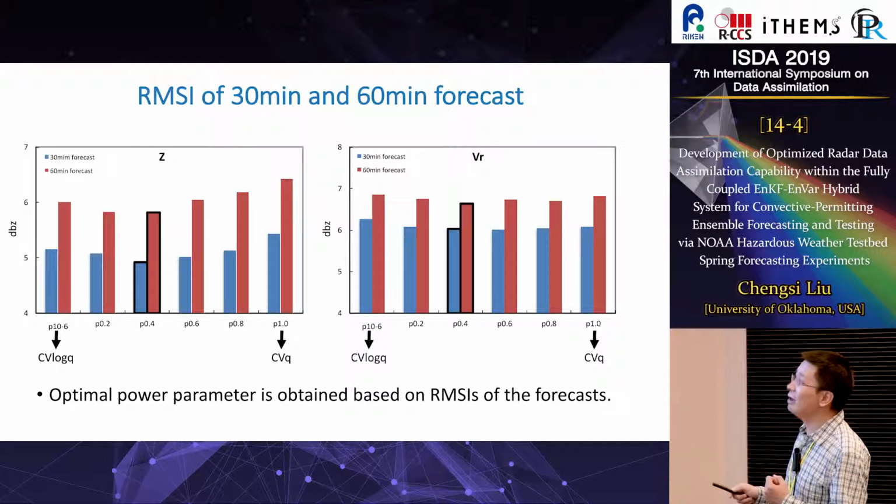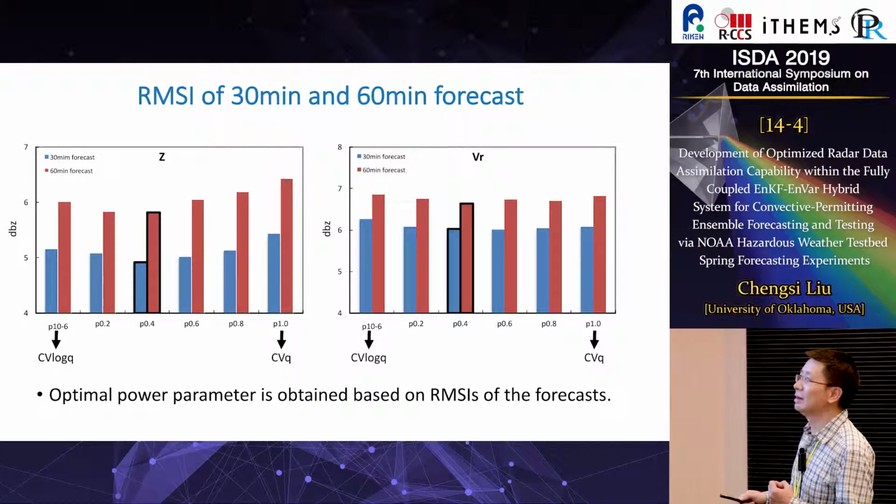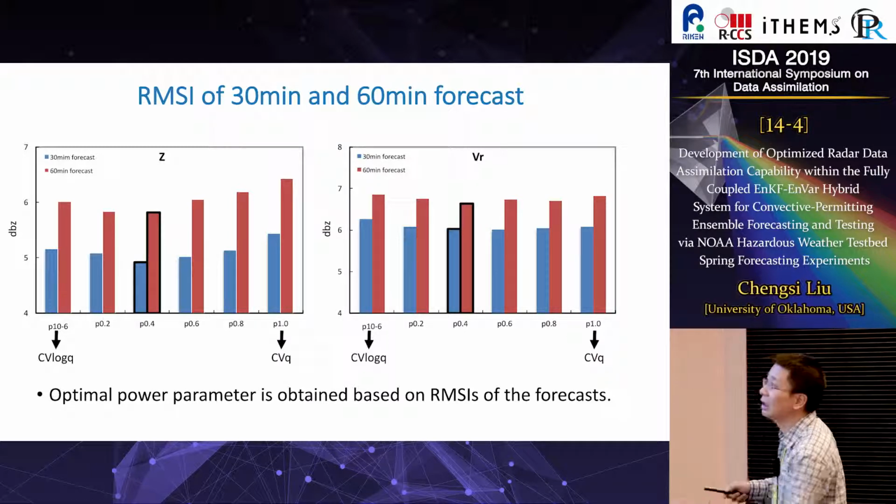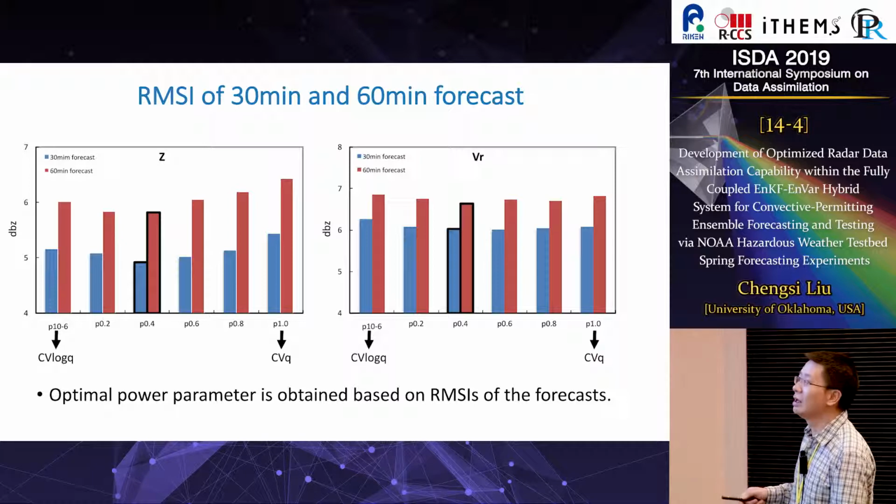For the IMSI, we compare the IMSI. We found that when the power parameter is around, I think, 0.4, we can get the best forecast in terms of the IMSI forecast. CVQ seems the worst, and CV log Q is in between, better.